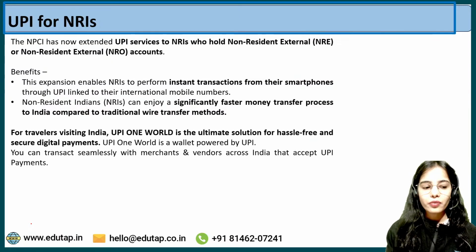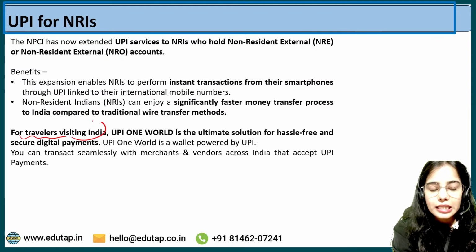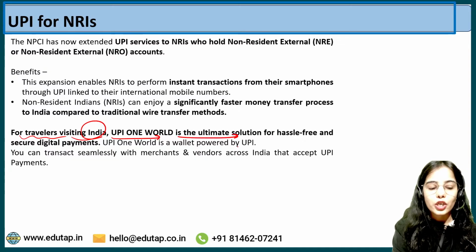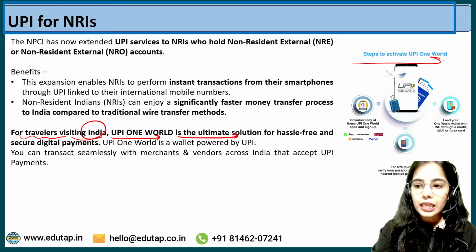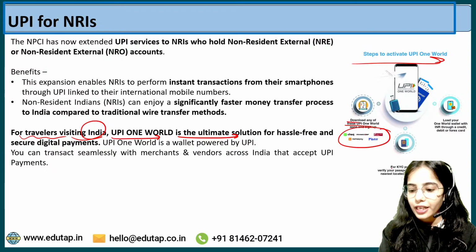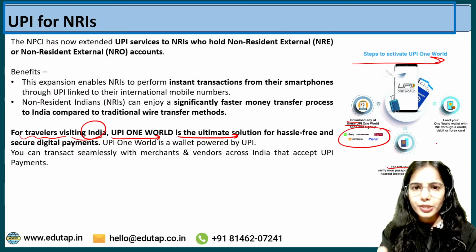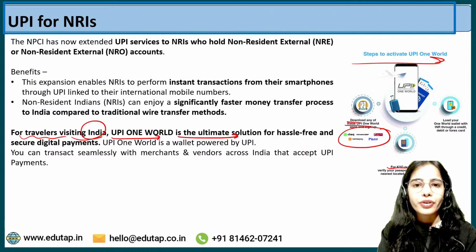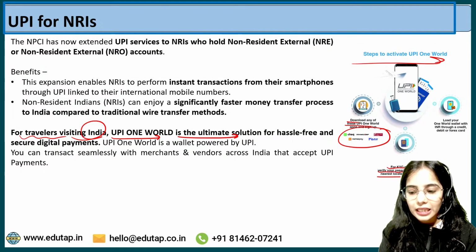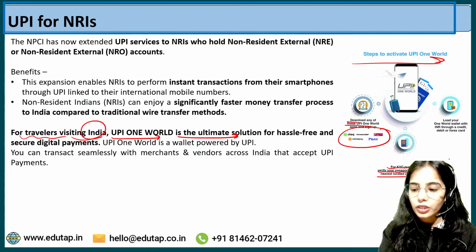Next is UPI One World. For travelers visiting India, UPI One World is an ultimate solution for hassle-free and secure digital payments. So here you can see UPI One World. You just have to download any of these UPI One World applications and sign up. Then you have to do the KYC, the know your customer process, because of course money laundering and such activities should not be happening. So you should do the KYC, verify your passport and visa at the nearest partner counter, and then you can load your One World wallet.